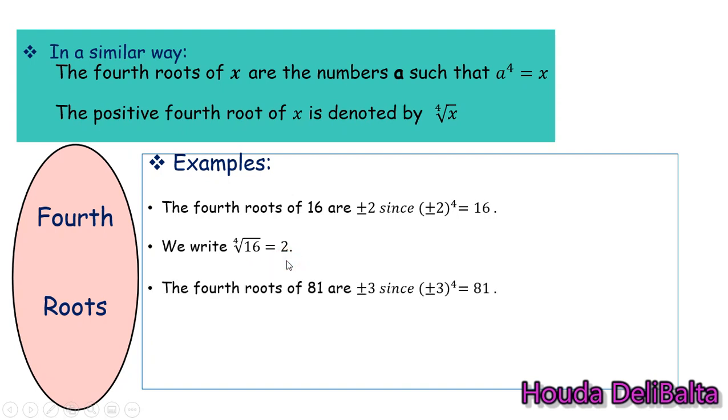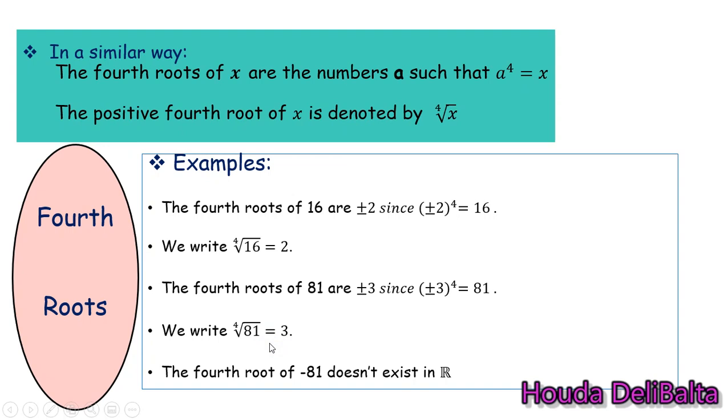Similarly, the fourth roots of 81 are plus or minus 3, since plus or minus 3 to the power 4 is also 81. When we write fourth root of 81, we mean the positive one, which is 3. Now the fourth root of minus 81 doesn't exist in R.